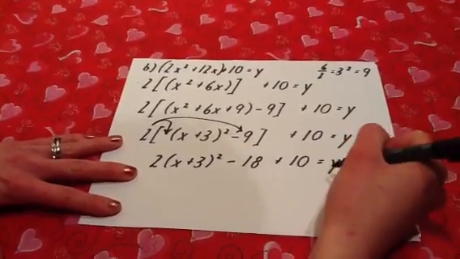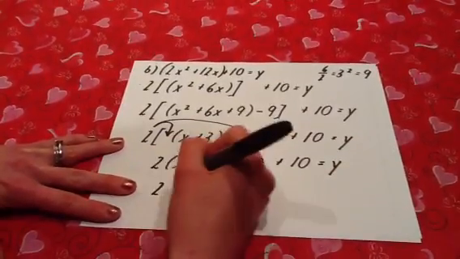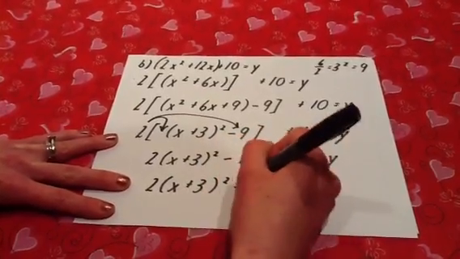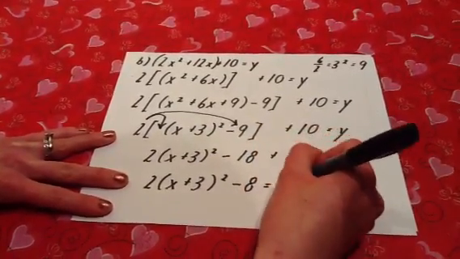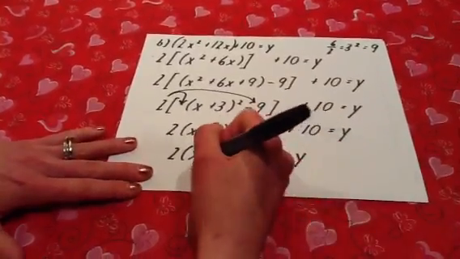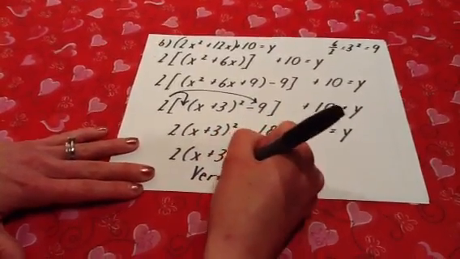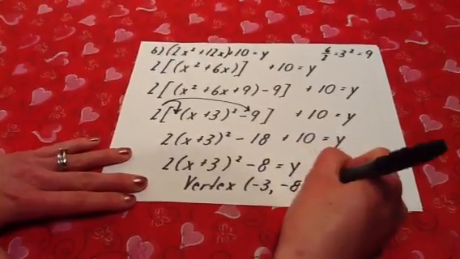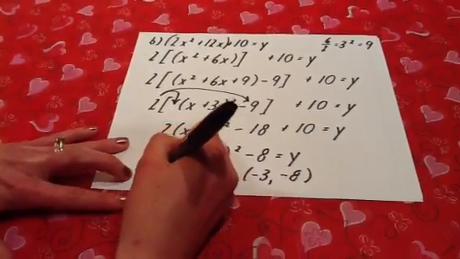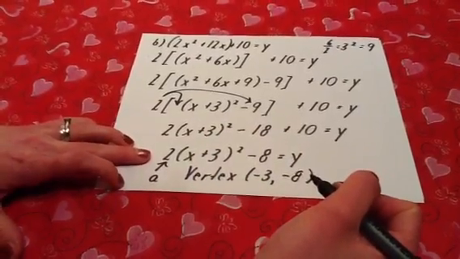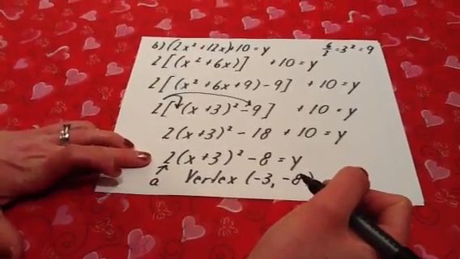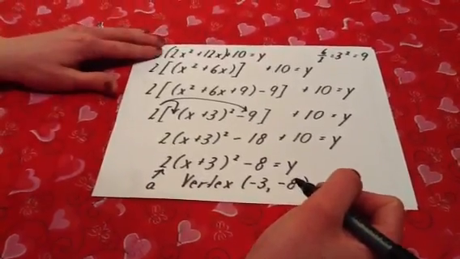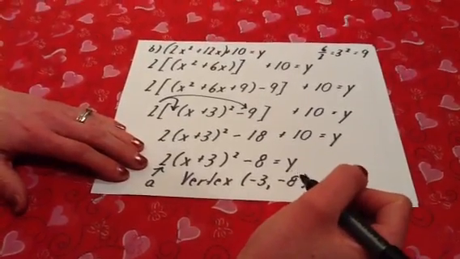And now finally you can bring in that plus 10. Now we'll just combine those terms. So 2 times x plus 3 squared minus 8 equals y. And now we notice that our vertex this time is -3, -8. Our a value is +2, and because it's a whole number greater than 1, that means that this parabola is narrow. So those are a couple of examples on how we go from general form into vertex form with quadratics.